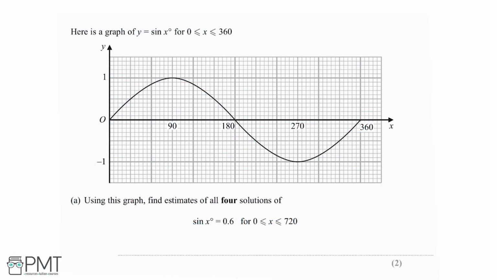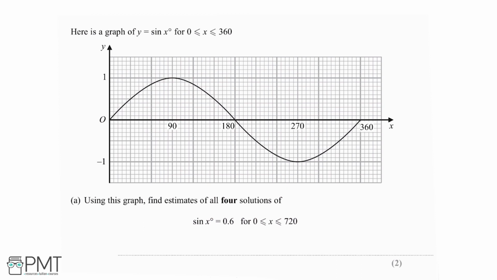Here is a graph of y equals sine x for x between 0 and 360. And part A says we need to use this graph to find estimates for all four solutions of sine x equals 0.6 for x between 0 and 720. So we're going to ignore this bit for a second and just focus in on this. So sine x equals 0.6.